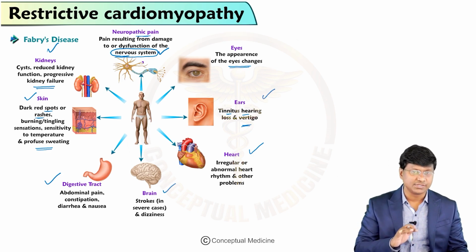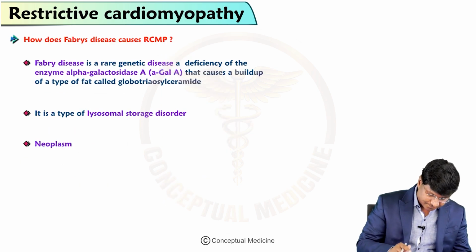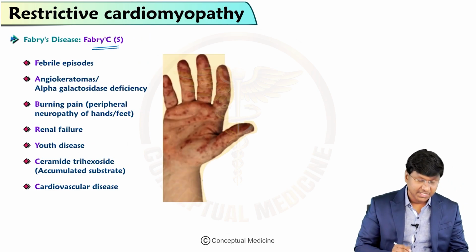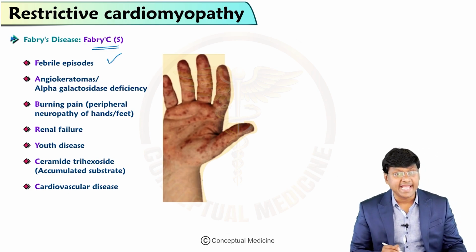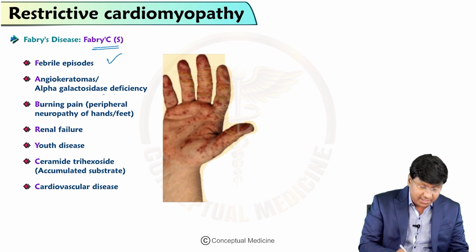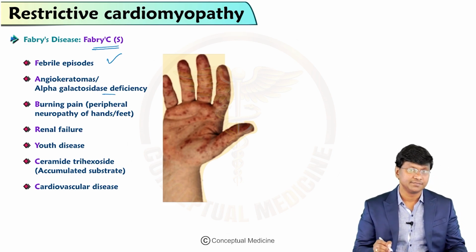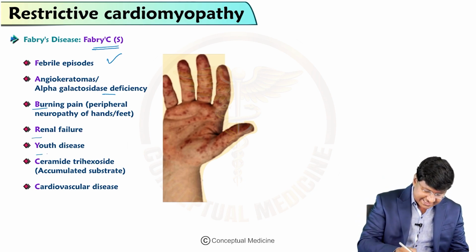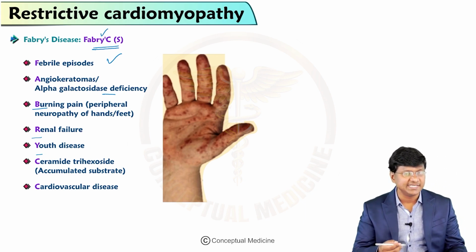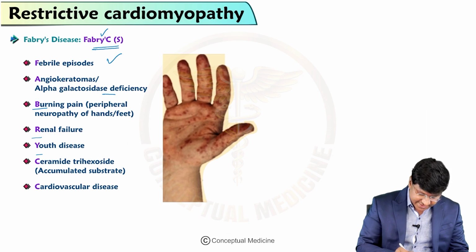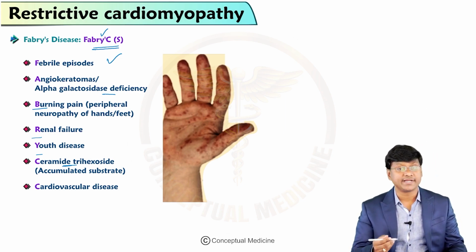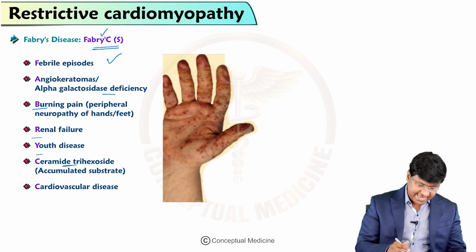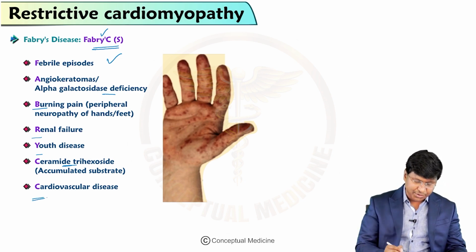So to summarize, you can just use this mnemonic, Fabry's. F stands for febrile episodes. A stands for angiokeratomas, and the enzyme deficiency also starts with A, that is alpha galactosidase A deficiency. B stands for burning pain, that is neuropathic pain. R stands for renal failure. Y stands for youth disease, in the sense it is seen in young individuals. C stands for ceramide toxicity, that is globotriosylceramide that gets accumulated. And the last C stands for cardiovascular disease.